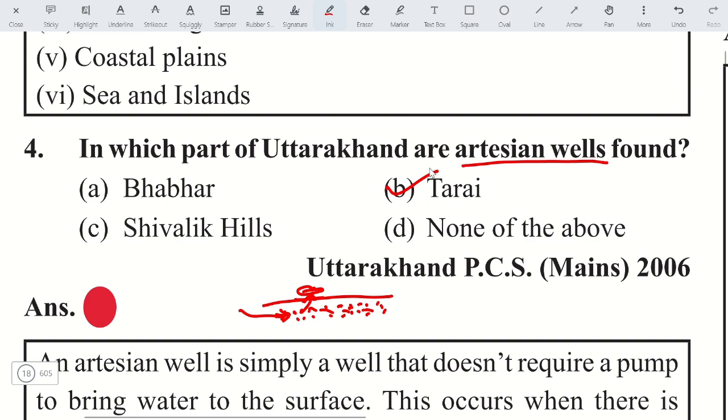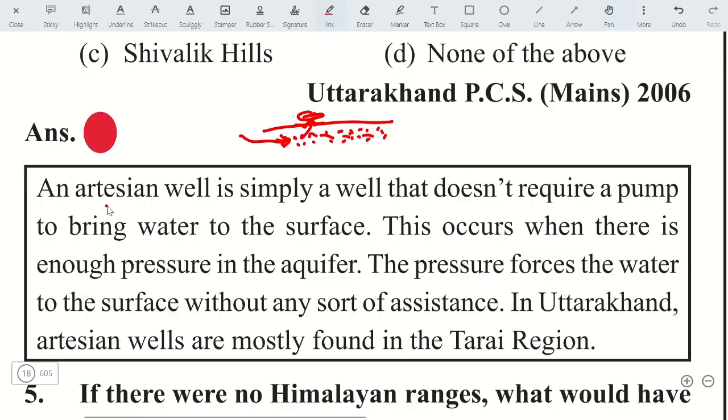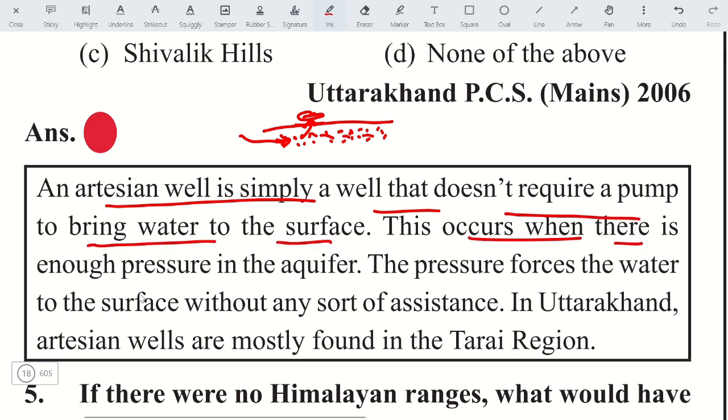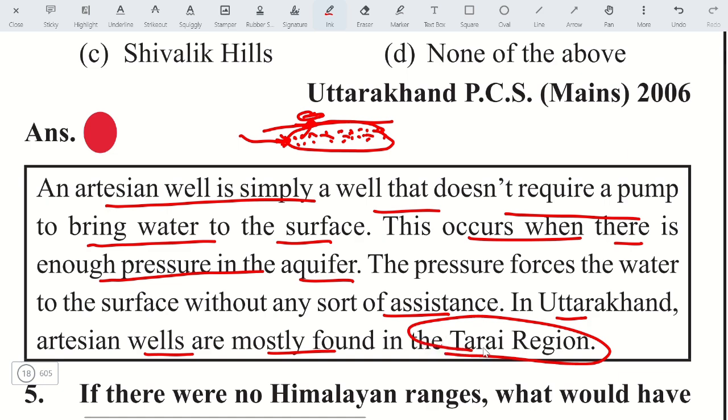Which region? Tarai region. Okay, an artesian well is simply a well that does not require a pump to bring water to the surface. This occurs when there is enough pressure in the aquifer. The pressure forces the water to the surface without any sort of resistance. In Uttarakhand, the artesian wells are mostly found in the Tarai region. Okay.